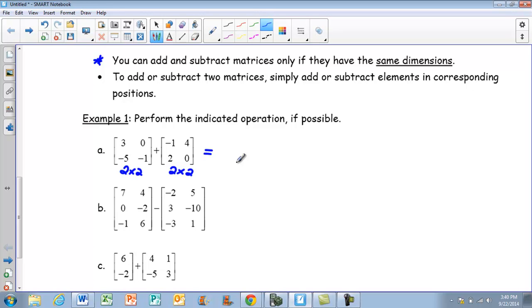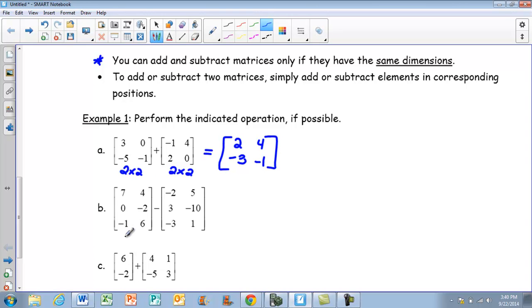When we add or subtract, you're just going to add or subtract the elements in the corresponding position. So I have 3 plus negative 1, which gives me 2. Negative 5 plus 2 is negative 3. 0 plus 4 gives me 4. And negative 1 plus 0 is negative 1. Your answer in the end should still be a matrix with the same dimensions.